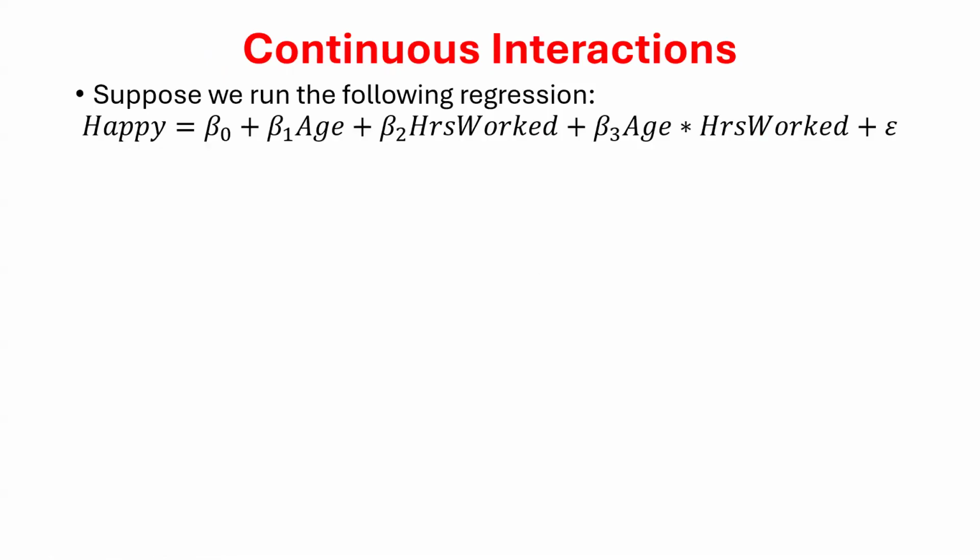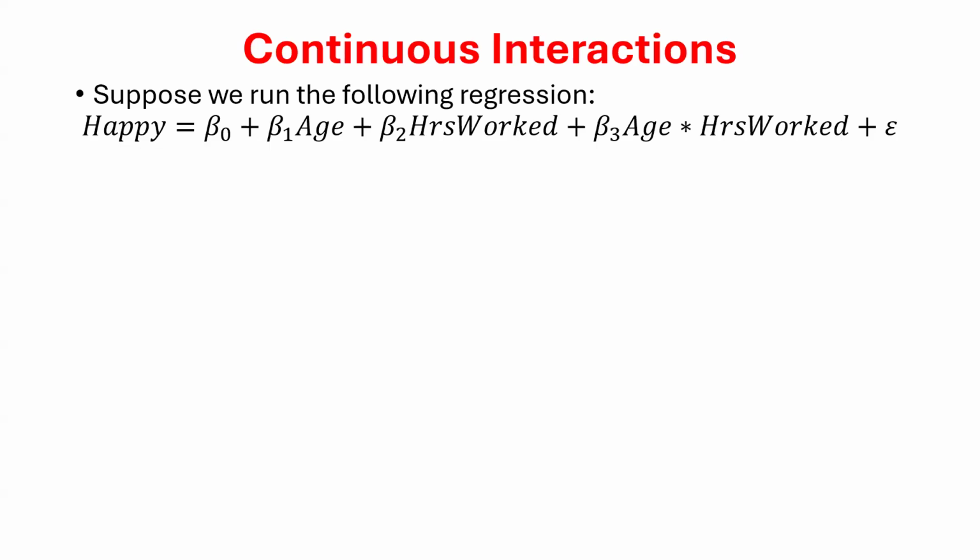So here I've got this happiness data set. I think we've looked at it before. I'm going to use it for slides here today, and then we'll look at it a little bit in Stata before we jump to a different data set. But happiness is just this self-reported happiness measure from 0 to 100, age, hours worked, and then I included an interaction between the two.